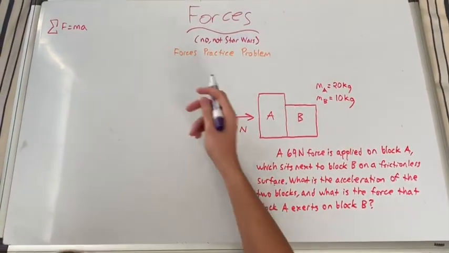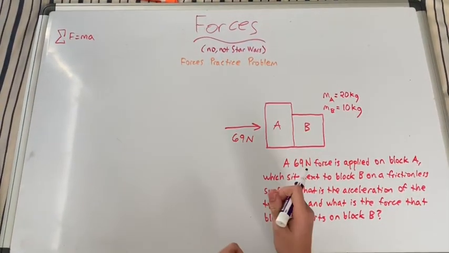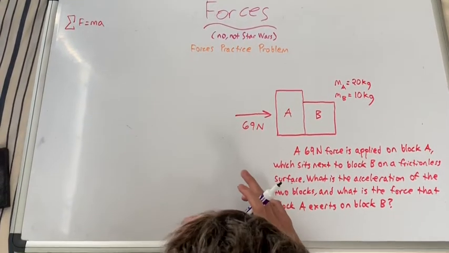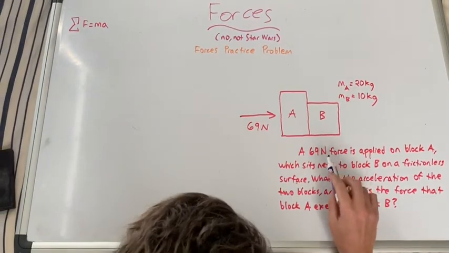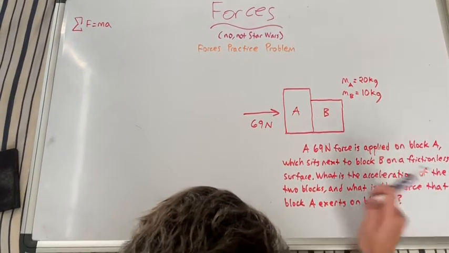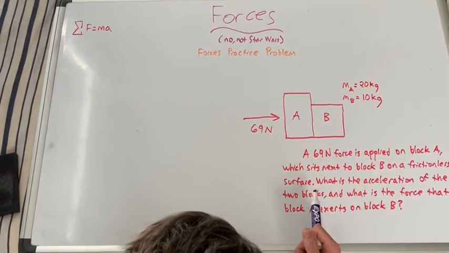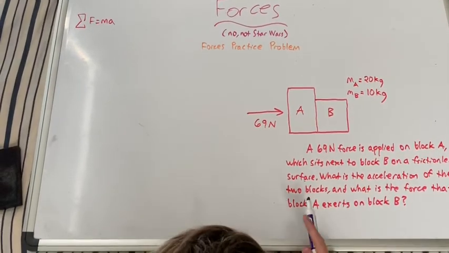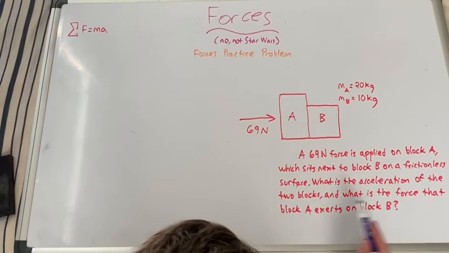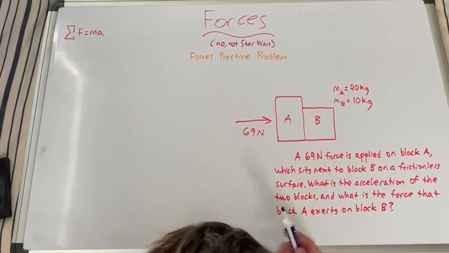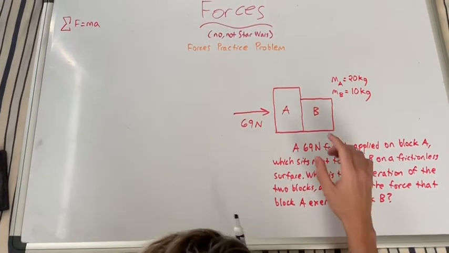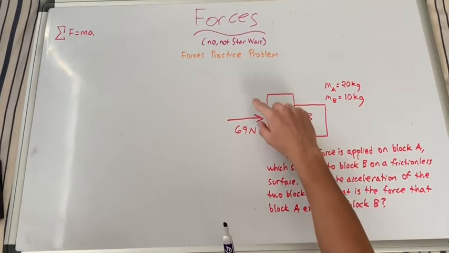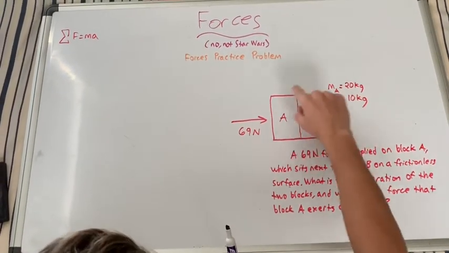Okay, now we're going to do a forces practice problem using the 3 laws that we went over. So the problem is: a 69 newton force is applied on block A, which sits next to block B on a frictionless surface. What is the acceleration of the two blocks, and what is the force that block A exerts on block B? To figure out this problem, the best approach is to start with considering this entire system.